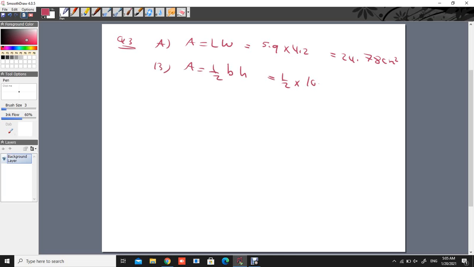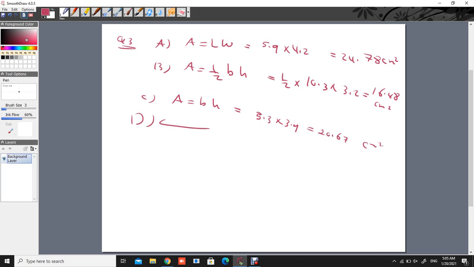Now for B, it's a triangle, so half times base times height. Here the base is 10.3 times the height 3.2, which is 16.48 centimeter squared. Now for C, it's a parallelogram, base times height. You have to know all of these rules, okay? So here the base is 5.3 times 3.9, which is 20.67 centimeter squared. Now for D, it's a trapezium. So find it. You can answer question 3.